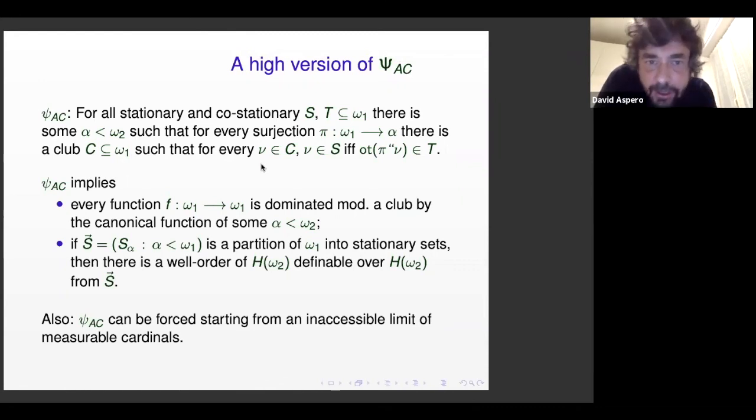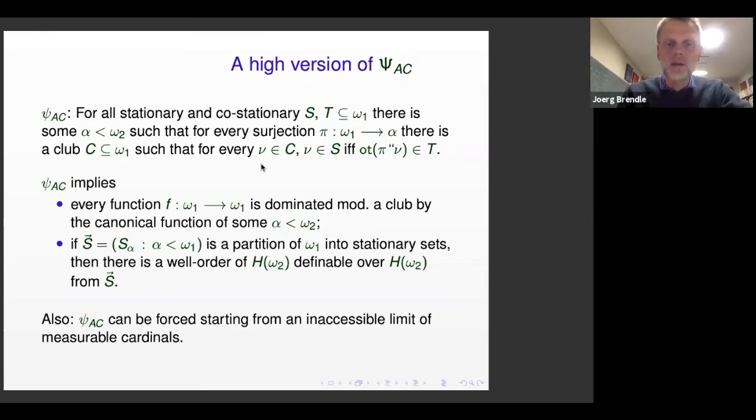All right. So yes. I mentioned this, right? So he's asking, would this higher version imply something in terms of omega 3? And yes, because you have the same well-order of length omega 3 of all of H omega 3. So, yeah. Okay, good.